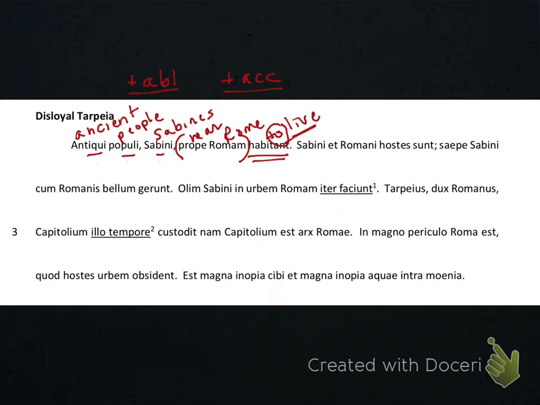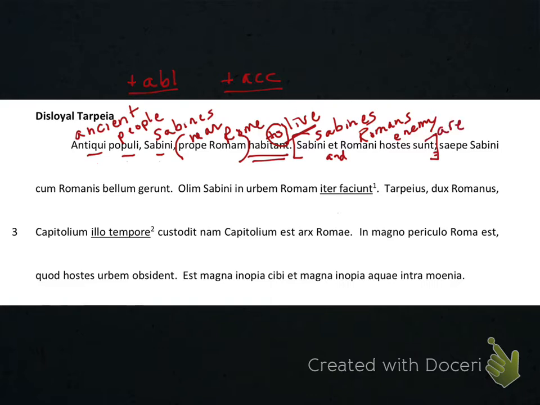The first thing I notice as I read sentence 2, Sabini et Romani hostes sunt, is this semicolon. Semicolons tell me that I have an end of an idea. So I'm not even going to look at the whole sentence. I'm just going to look at this part of the sentence. I know that this word is Sabines. This word means and. This is Romans. Enemy. And this is the word are.